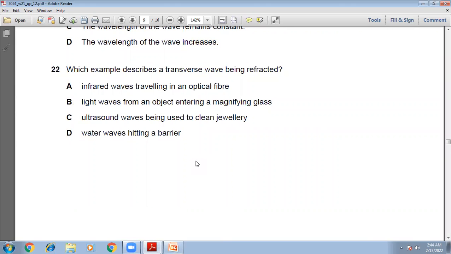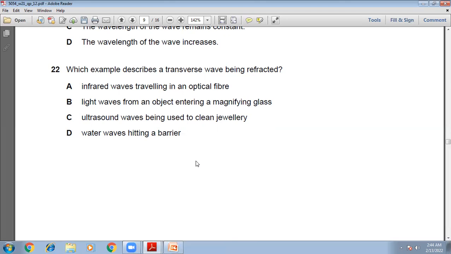Which example describes a transverse wave being refracted? Infrared is a transverse wave traveling in an optical fiber. Here refraction does not take place in the optical fiber; the process of total internal reflection takes place. Light is a transverse wave, and he says light waves from an object entering a magnifying glass. Yes, here refraction will take place because the light will enter into a different medium.